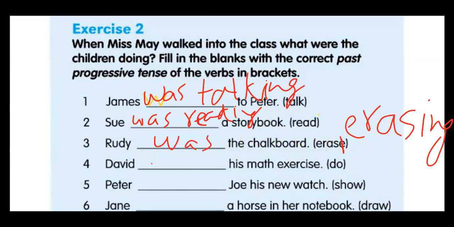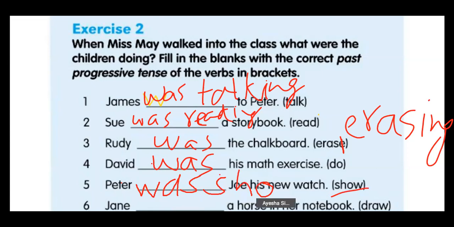Next, David dash his math exercise. Do. Do will become doing. David was doing his math exercise. Next one. Peter dash Joe his new watch. Show. Peter was, show will become showing, right? Peter was showing Joe his watch.